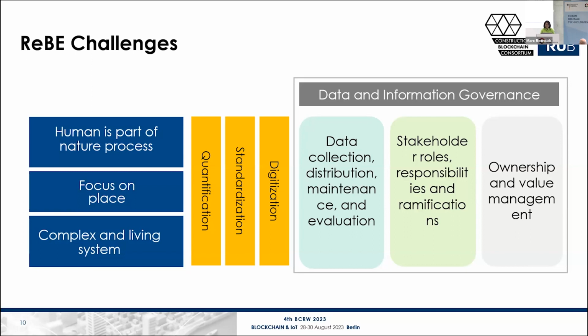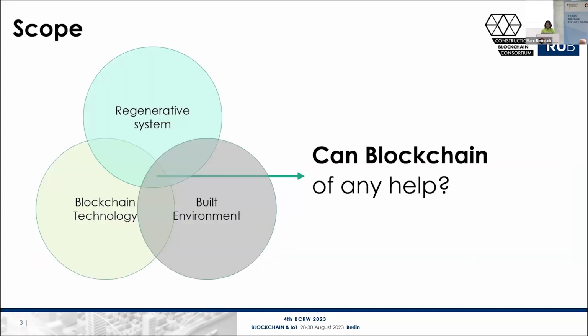And second, the stakeholders are really hard to manage, and there's almost no theory on stakeholders in sustainability or circular theories. So the roles, responsibilities, and ramifications of stakeholders are unclear. And lastly, ownership and value management is little talked about in sustainability and other measures. So we found this difficulty, which is basically governance, information governance, in regenerative built environments.